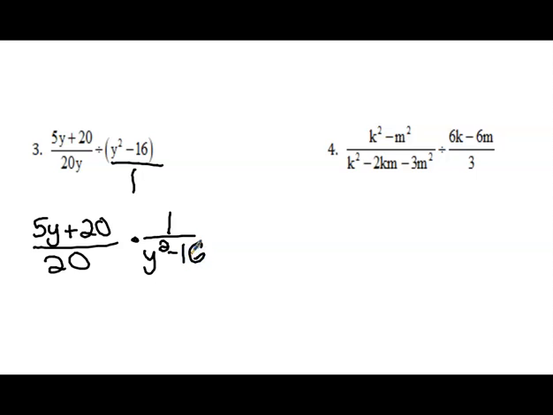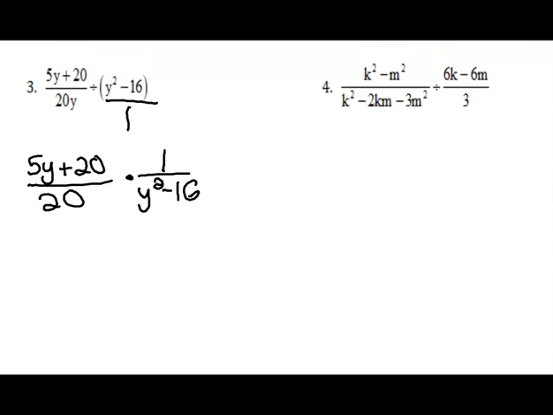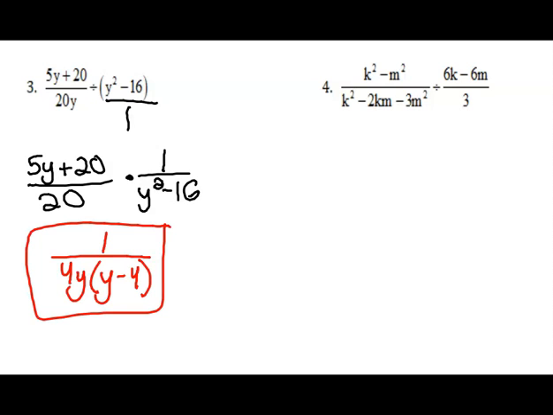I want you guys to try this one. So what can I factor out? What can I factor out from there? And then what can I reduce and simplify and check back for the answer? All right, so your final answer should be 1 over 4y times y minus 4. All right, now let's try the next one.